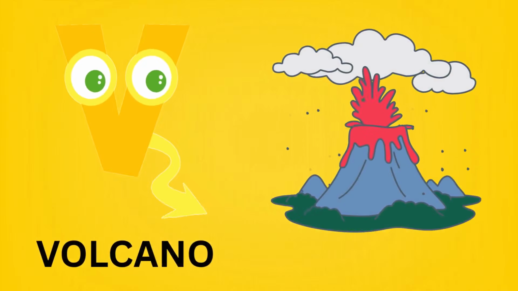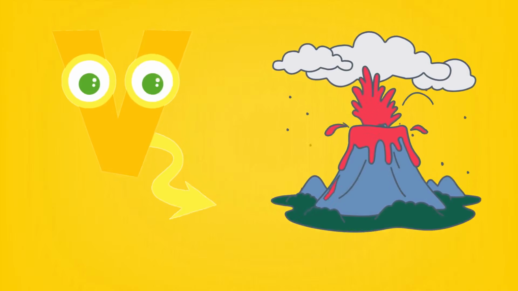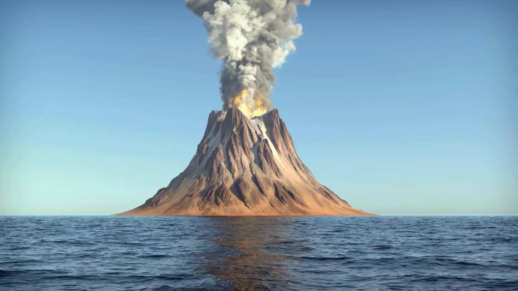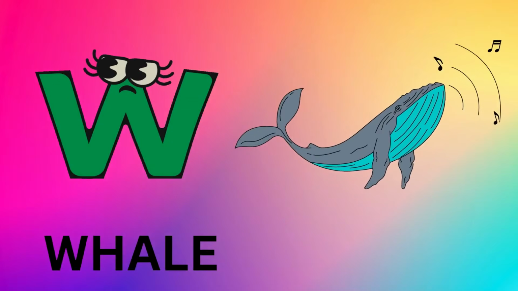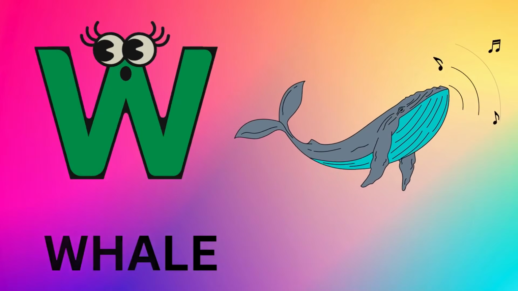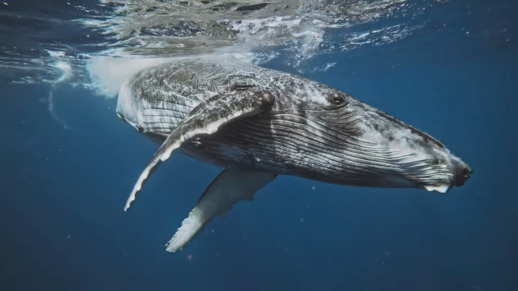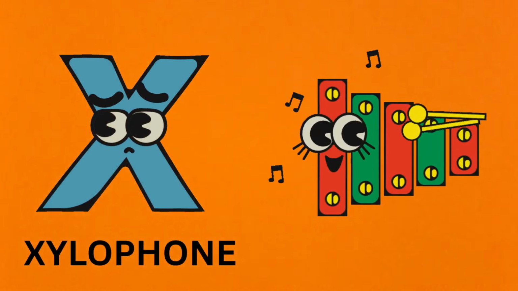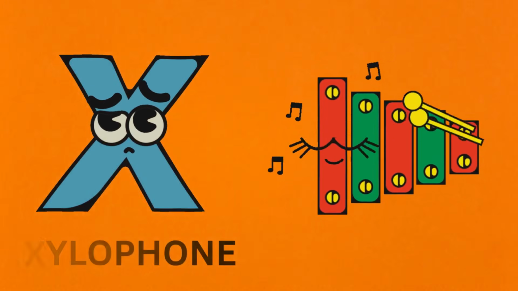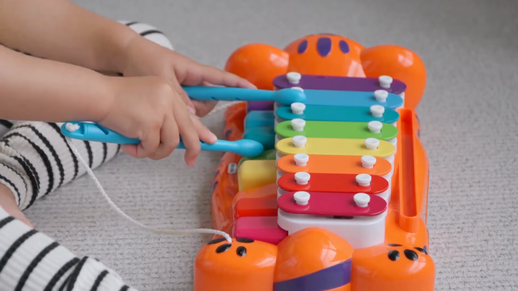V is for volcano. Volcano. V is for volcano. W is for whale. Whale. W is for whale. X is for xylophone. Xylophone. X is for xylophone.